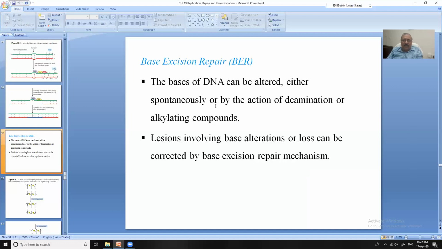The bases of DNA can be altered either spontaneously or by the action of deamination or alkylating compounds. Lesions involving base alteration or loss can be corrected by base excision repair mechanism.